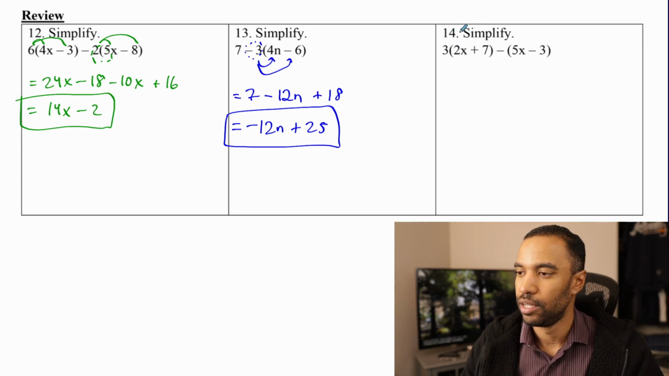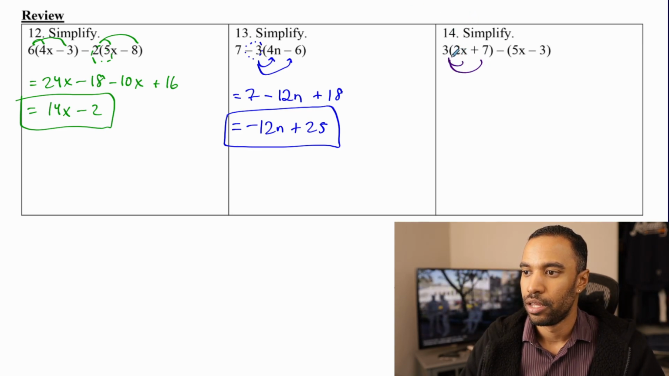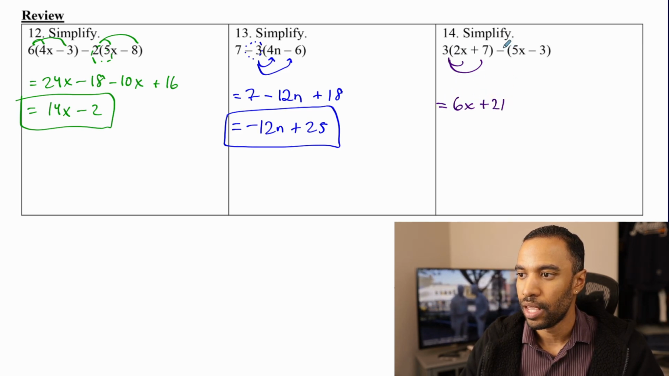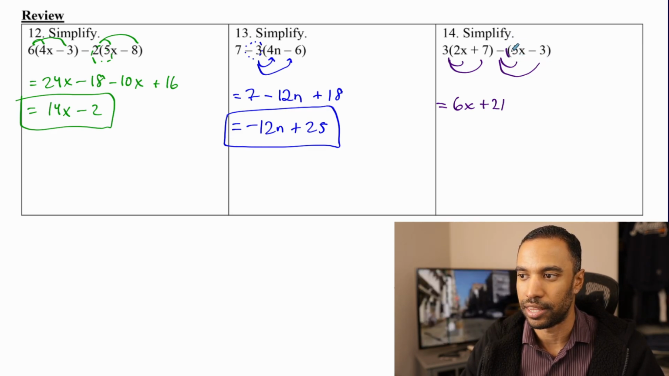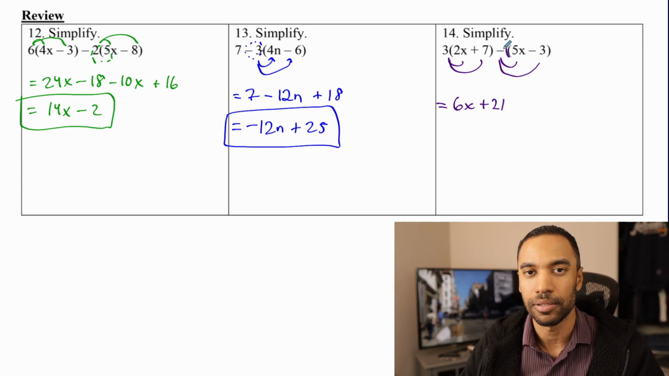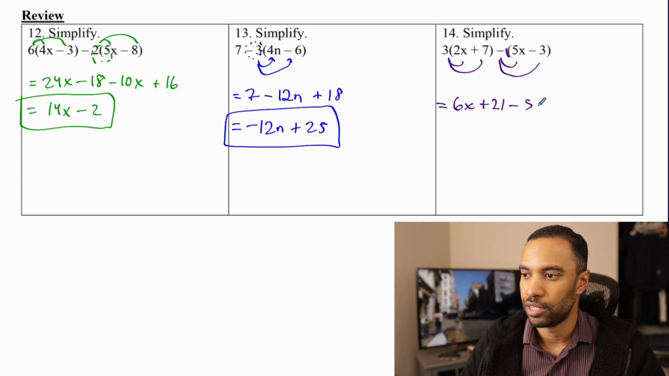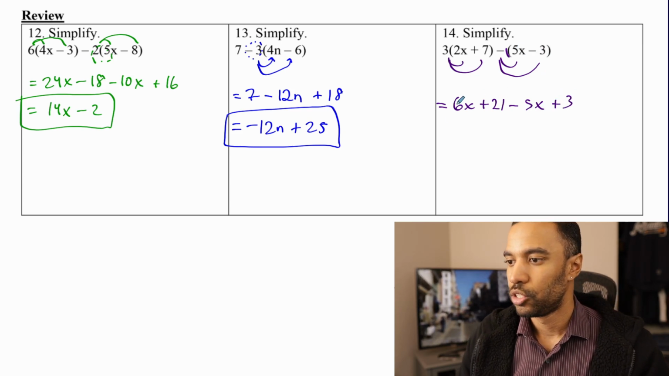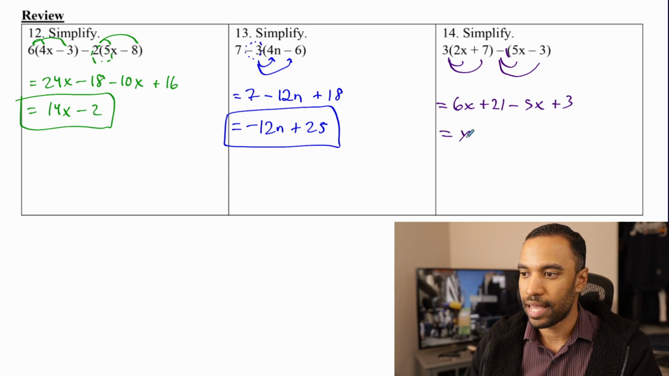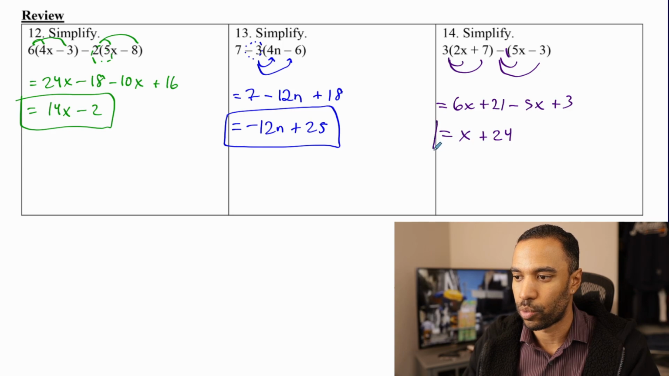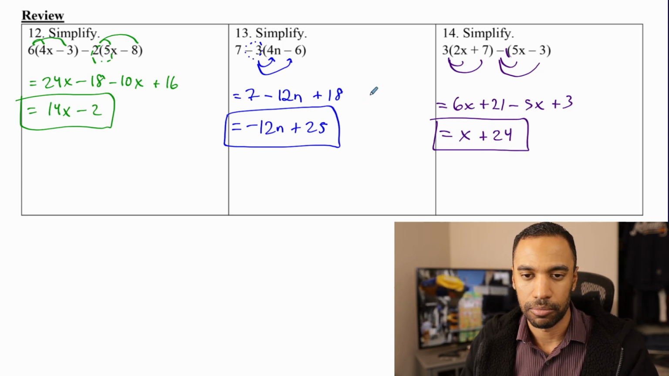Number 14, again, distribution here. 3 times 2x is 6x. 3 times 7 is 21. Now I'm going to distribute this negative into here. It's like distributing a negative 1 that you can't see on the outside, but it is multiplying into both of these, so it will change both of their signs. We get negative 5x and a positive 3, plus 3 here. Okay. 6x minus 5x is 1x. 21 plus 3 is 24. We get x plus 24. No other like terms to combine.